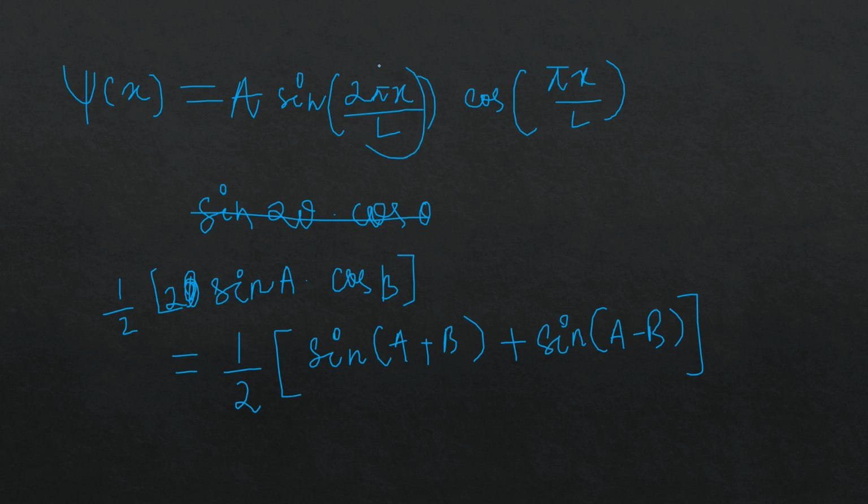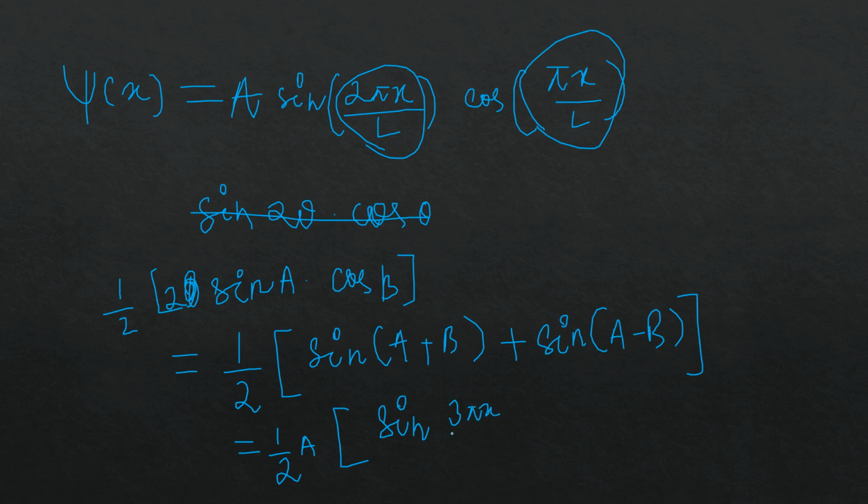So A is how much? 2 pi x by L. B is how much? Pi x by L. So I can write it, tell me. Half, as usual, into sine 2 pi x plus pi x, that will be 3 pi x by L, sine 3 pi x by L, plus sine A minus B, that will be sine pi x by L. So it is half of sine 3 pi x by L plus sine pi x by L.